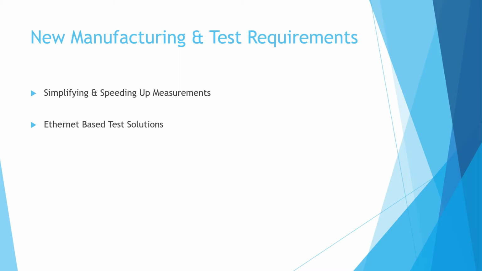So students, let's start today's class. In the last class we discussed the new manufacturing and test requirements, which has two types. Number one is simplifying and speeding up the measurement, and second one is Ethernet based test solution. In the previous class we discussed simplifying and speeding up measurement. Today we continue with the topic of Ethernet based test solution.